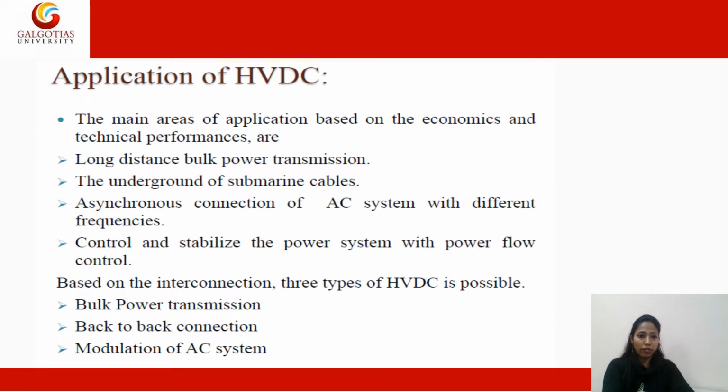Now the applications of HVDC systems. The main areas of application, based on economic and technical performance, are long distance bulk power transmission; underground and submarine cables, through which we can also have HVDC transmission; asynchronous connection of AC systems with different frequency; and control and stabilization of the power system with power flow control, as we have fast control of the transmitted power in an HVDC system. Based on the interconnection, three types of HVDC are possible: bulk power transmission, back-to-back connection and modulation of AC systems.